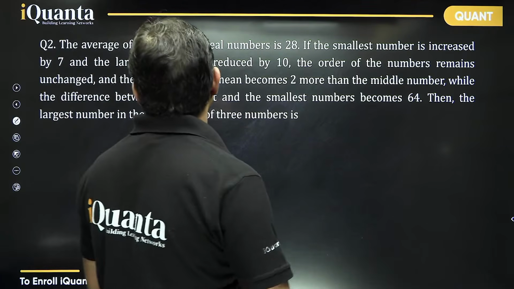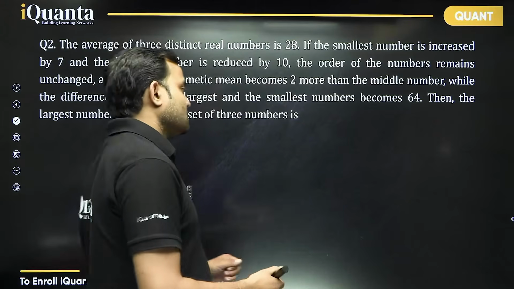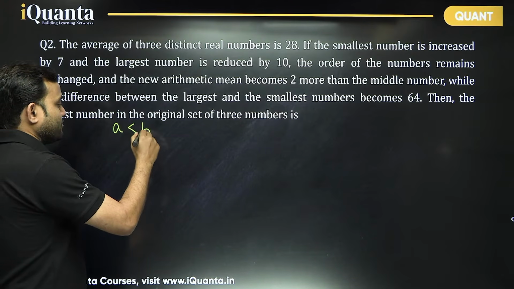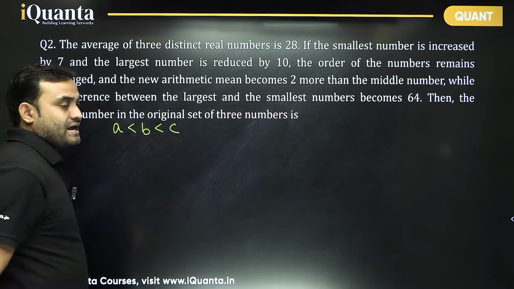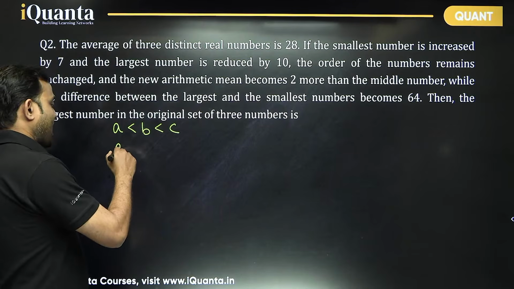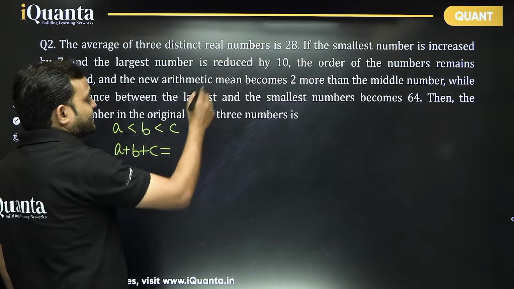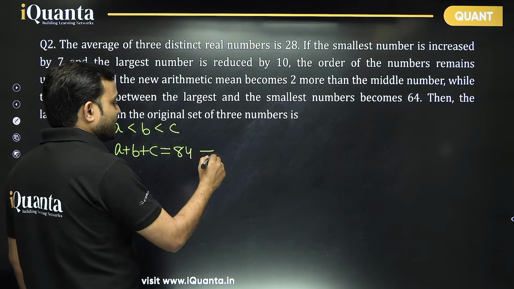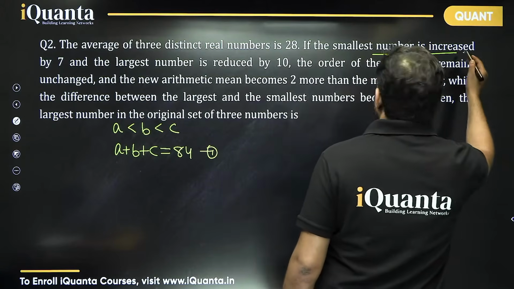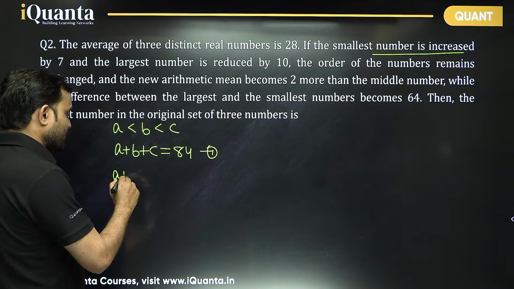Question number 2 says the average of 3 distinct real numbers is 28. So let's say those 3 distinct real numbers are A, B and C, where A is less than B is less than C. Then average is 28, so their sum will be 28 into 3, which is equal to 84. Then it says the smallest number is increased by 7. So A is increased by 7, this will become A plus 7.